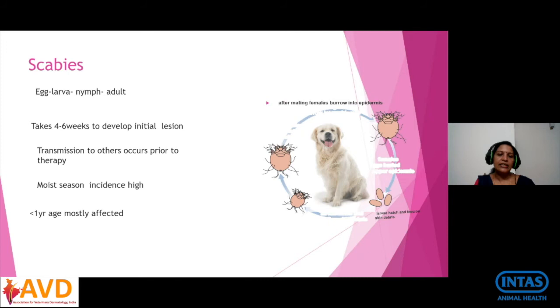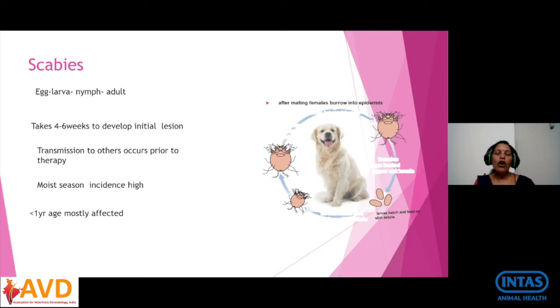It transmits this infection to other dogs also. So we have to take care of that, because it takes 4 to 6 weeks for the development of the lesion. By that time, it will be transferred to other dogs. And most incidence will be in dogs below 1 year of age, who are mostly affected.